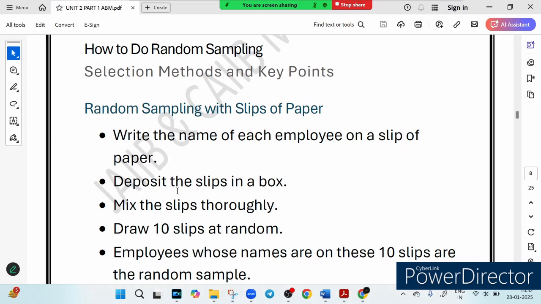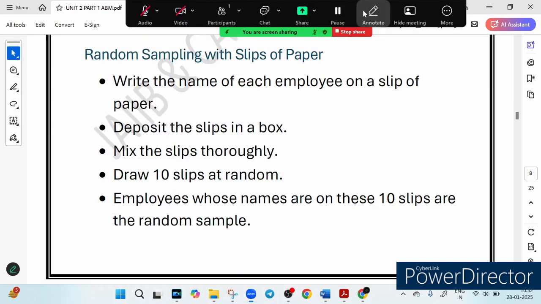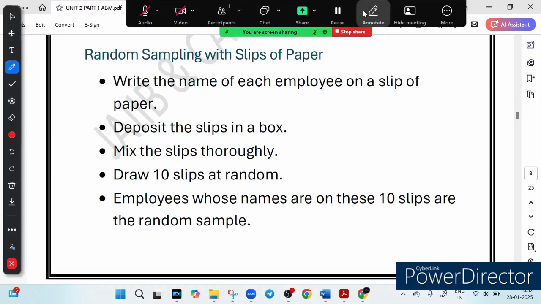So let me give you an example to make it more clear to you. Imagine you are selecting 10 employees for a special project, right? Here is the simple method. Write each employee name on a slip of paper. Drop all the slips into a box, and now mix the slips thoroughly. Give the box a good shake to mix them up.